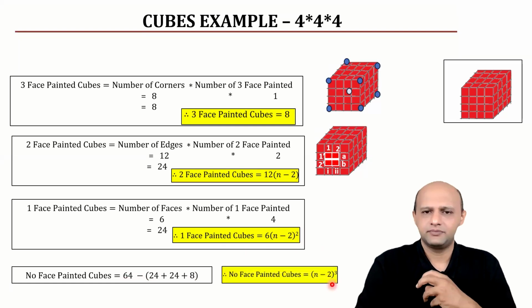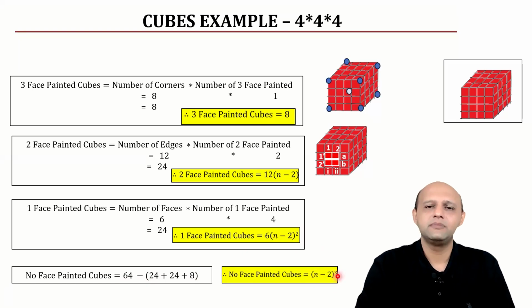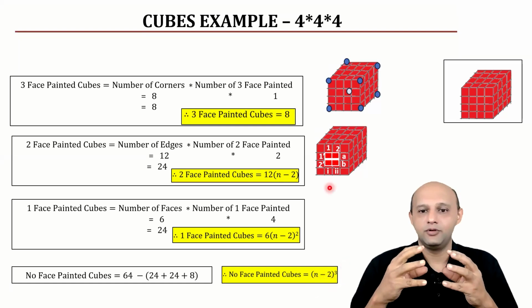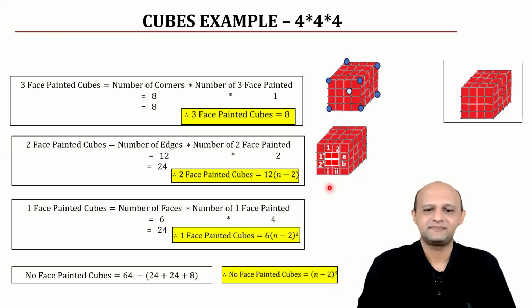Is there a generalized expression through which you could find it for any n by n cube? Yes, it is going to be (n minus 2) raised to the power 3. If you substitute n as 4 here, 4 minus 2 is 2, and 2 cubed is 8. So you will have 8 cubes sitting right at the center, if you just open this cube, which will have no faces painted.